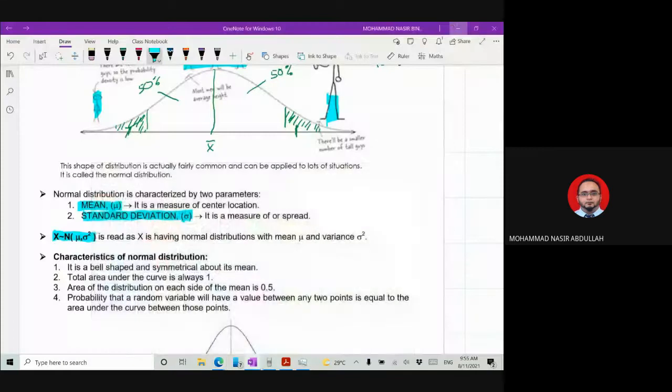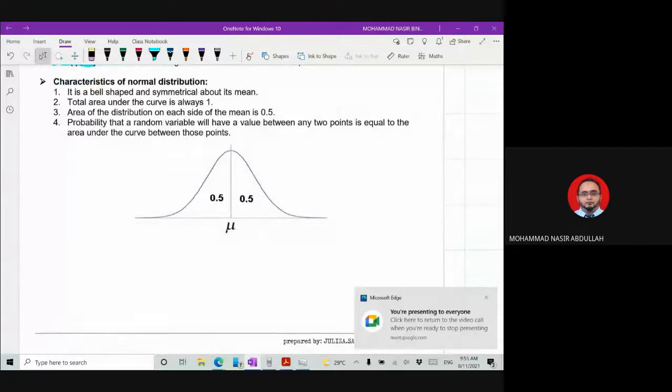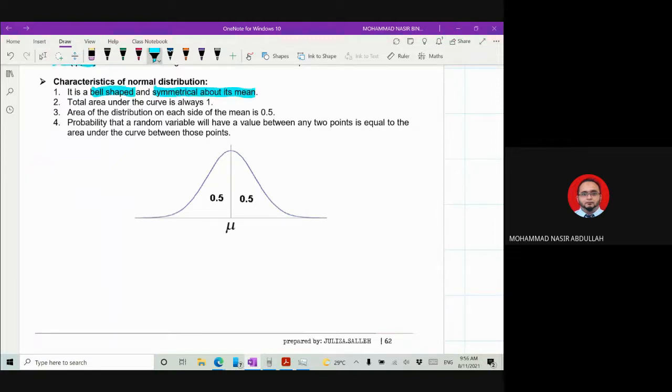So, let's look at the characteristics of the normal distribution. It is basically the same thing I told you earlier. It has a bell-shaped curve, symmetrical about the mean, right? So the mean is in the middle, and the total area under the curve is always 1, which is 100%, and the area on each side is 50%, which is 0.5. So the total area is 1 and each side is 0.5.